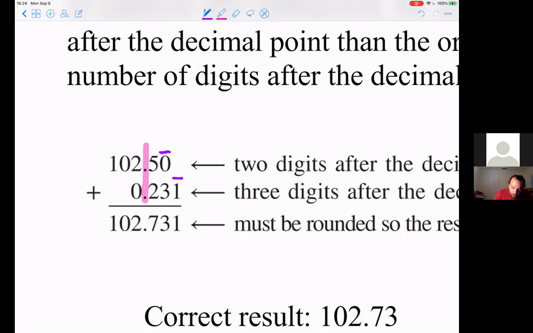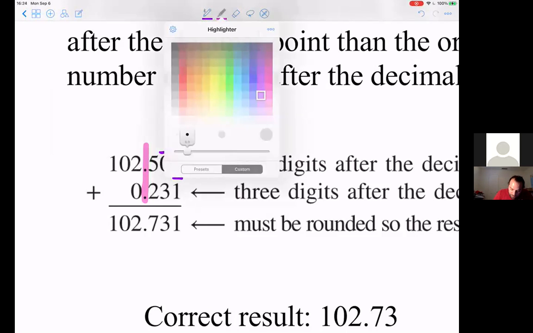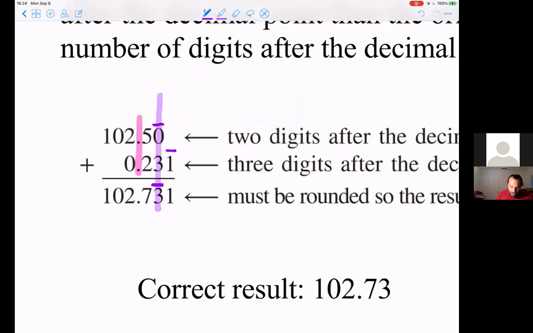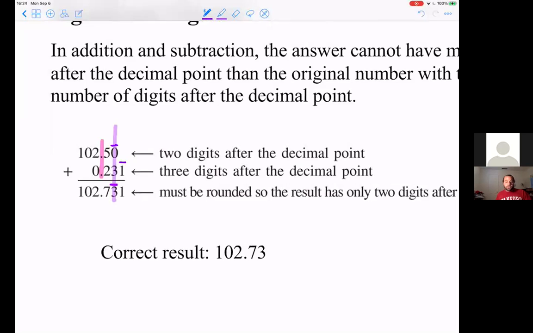Okay, so this position here, this number has the sig fig further to the left. So that means my answer is going to have its sig fig in that same place. So I would round what I got when I punched it into my calculator, the 102.731. I'm going to round that to that 3, making it just 102.73.